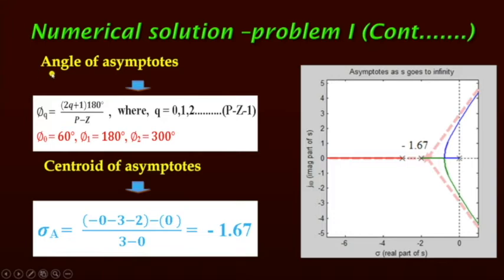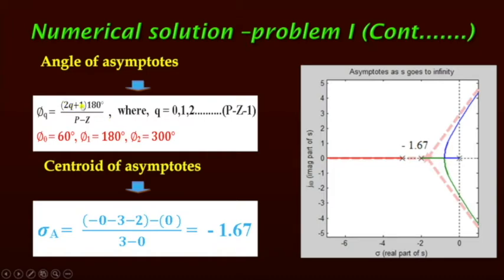Then calculate the angle of asymptotes. The formula is phi q equal to (2q plus 1) into 180 degrees divided by (P minus Z). That means number of poles minus number of zeros. The number of poles is 3 and the number of zeros is 0, so P minus Z is 3. So there are 3 asymptotes. Find the 3 angles of asymptotes.